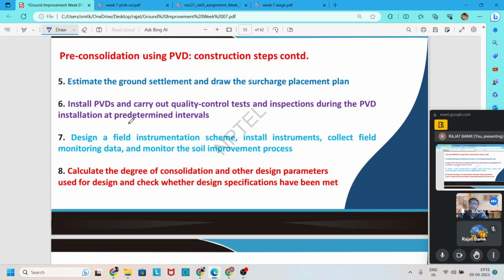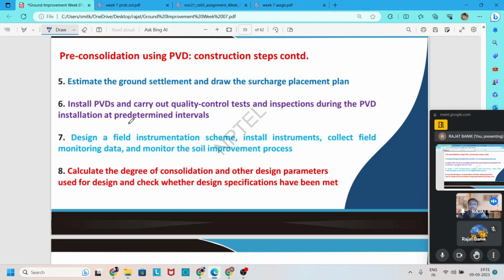And then install the PVD and carry out the quality control test and inspection during the PVD installation at the predefined, determined interval. That means after installation, we need to check whether this PVD is working or not. That means it is draining the water or not. We need to check at regular intervals or time intervals. That means we need to maintain this drainage at regular intervals.